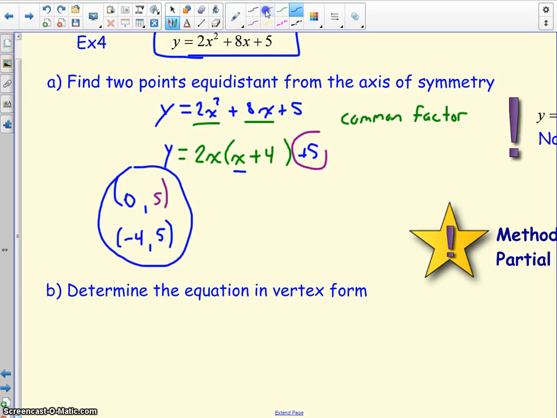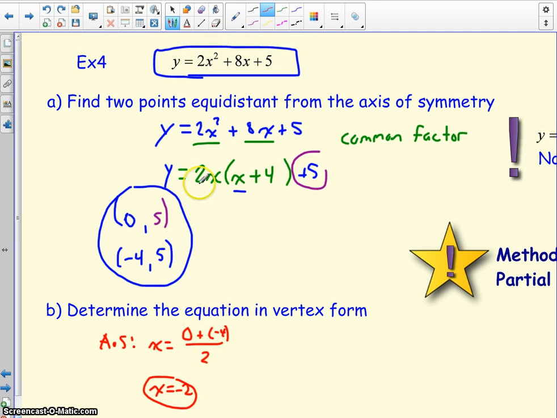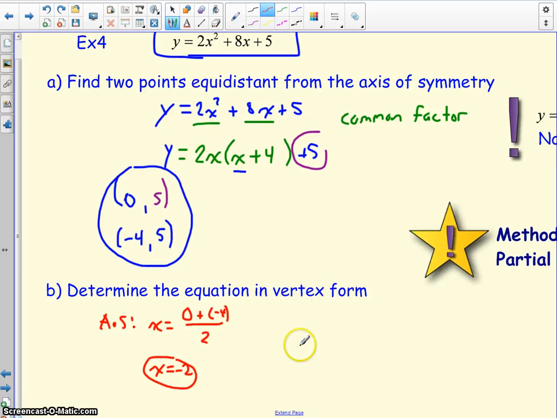So using these 2 points that I just found by using partial factoring, my axis of symmetry is going to be x equals 0 plus negative 4 all over 2. So that's going to give me negative 2. So that's my axis. And just like a few units ago, if I want to find the y value, I just sub in the x value of the vertex, the axis of symmetry, into either form I want. Again, I can use this partially factored form I came up with, or I can use standard form. It doesn't matter. It's really whatever you're more comfortable working with. I'm going to work with the partially factored form.